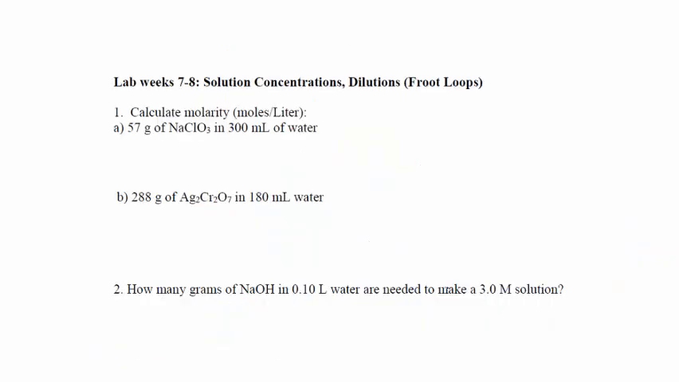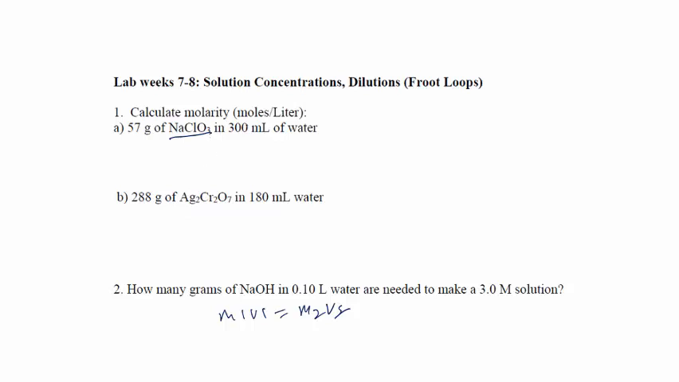Calculate the molarity in moles per liter. It's 57 grams per 300 milliliters of water. So you have to figure out the molar mass of sodium chlorate. This is the same thing, you're just figuring molarities. And this is M1V1 equals M2V2. So these are fairly straightforward.